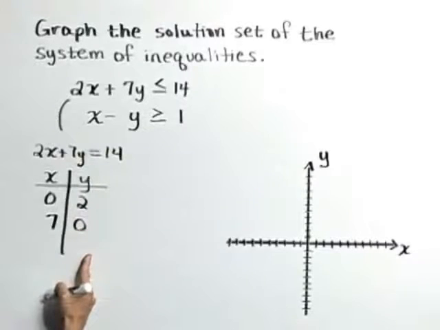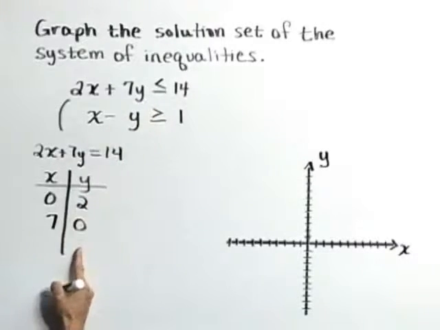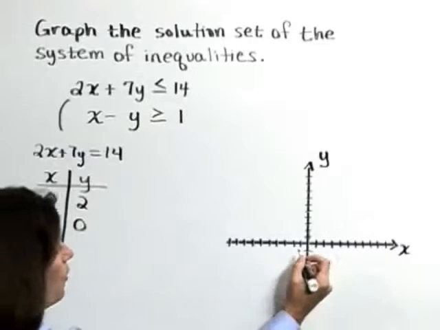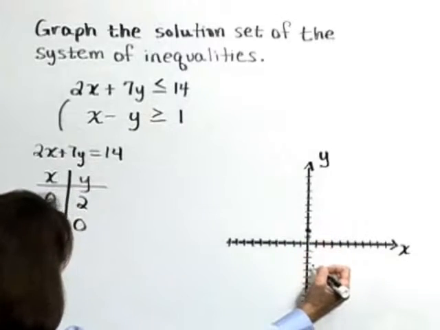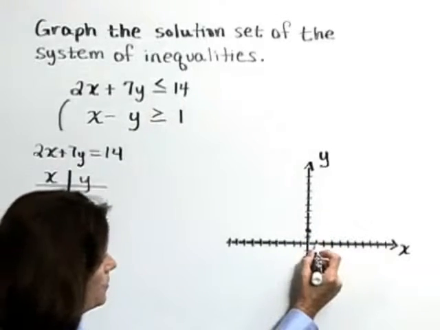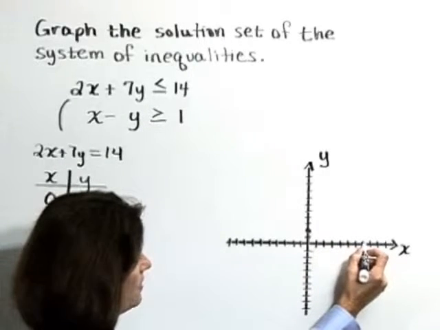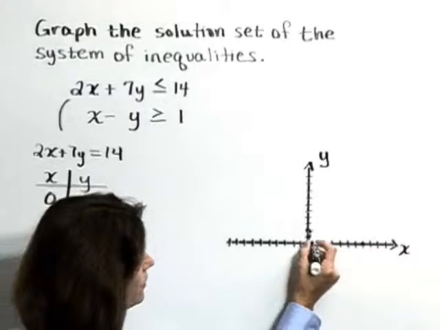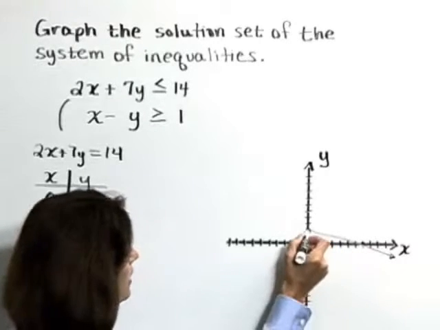So as we graph this line, we're going to graph it as a solid line because our inequality does include the equal sign. So we'll include points on the line. This line goes through the point (0, 2) on the y-axis and the point (7, 0) on the x-axis. So 1, 2, 3, 4, 5, 6, 7, out on the x-axis. We're going to graph that as a solid boundary line.